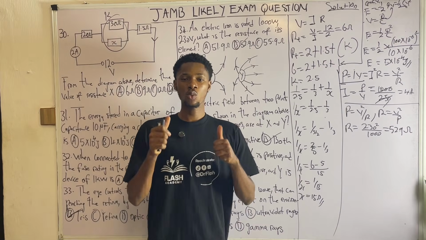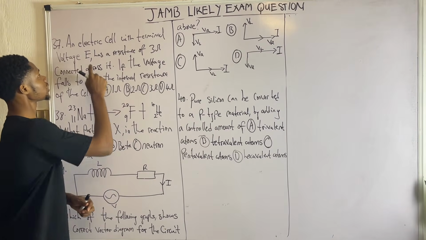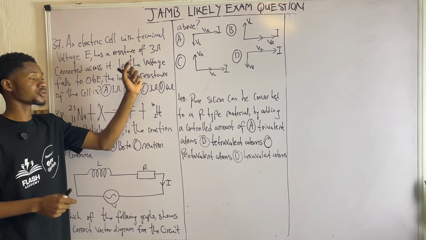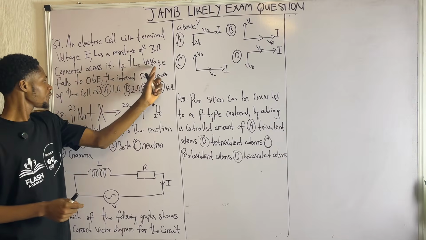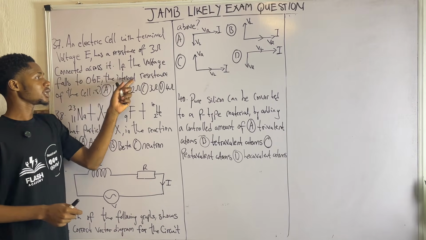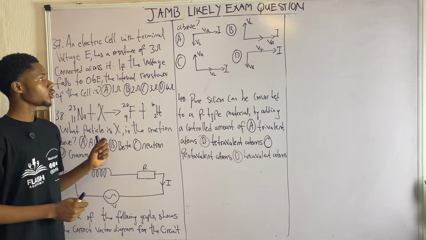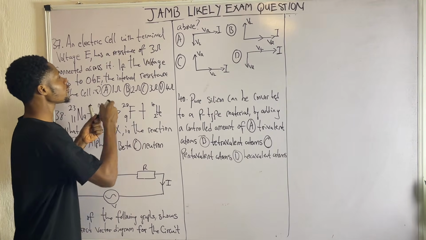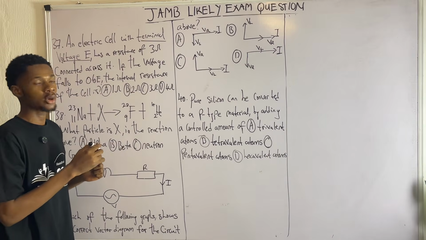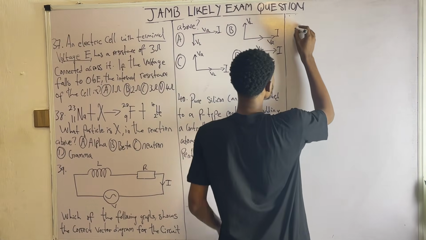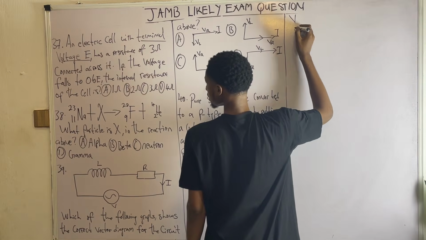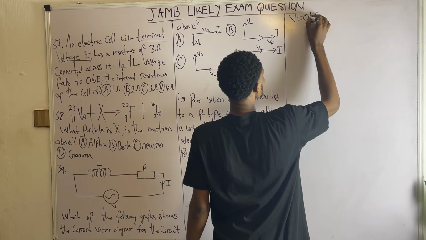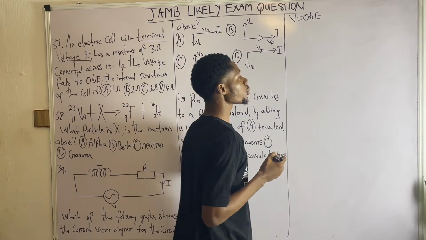Let's solve the next set of questions. Question 27 on the board: an electric cell with terminal voltage E has a resistance of 3 ohms connected across it. If the voltage falls to 0.6 E, the internal resistance of the cell is? Now they said with terminal voltage. Take note. They said the terminal voltage is E. So for an electric cell, the terminal voltage is E, and it later falls to 0.6 E.